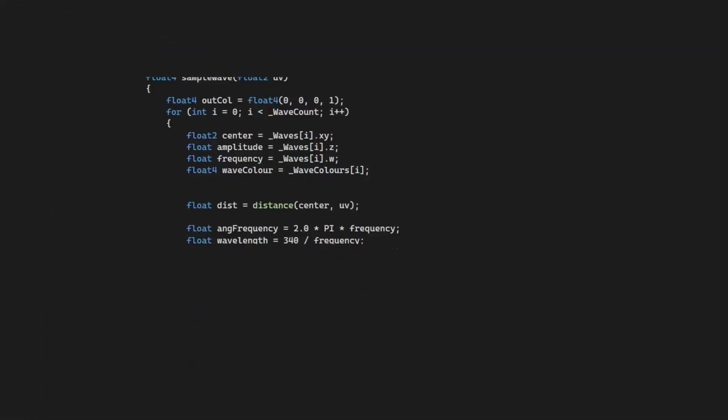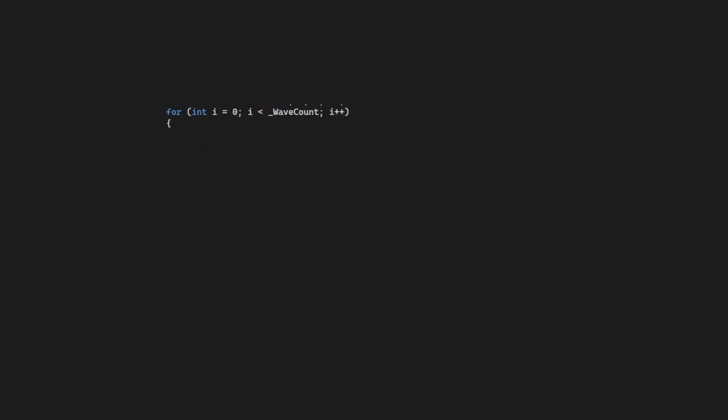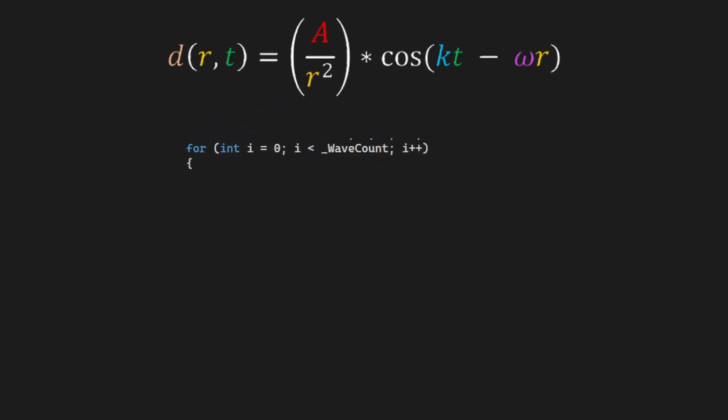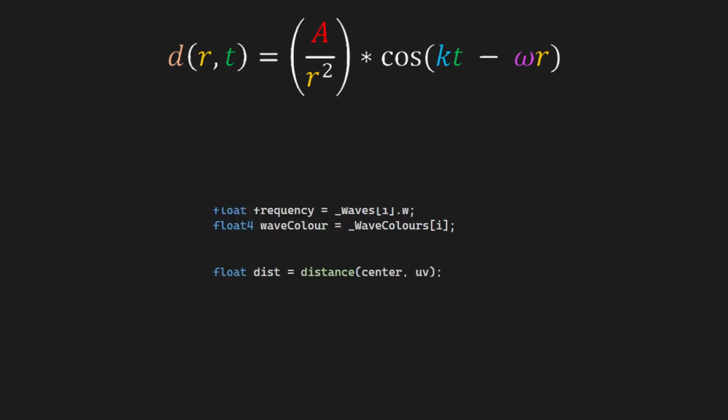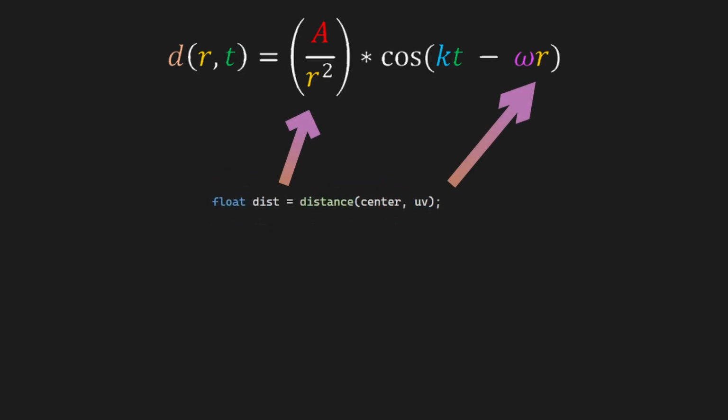So this is our shader. What it's going to do is run a loop through all of our wave sources, and it's going to get the center of the wave, the amplitude, and the frequency, as well as the color. These are just defined in vector-4 arrays, and I pass them from C# to the GPU. Then we're going to calculate the distance from the center of the wave to the UV coordinate of the pixel.